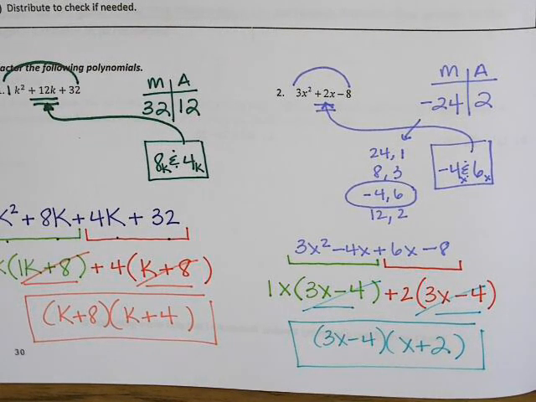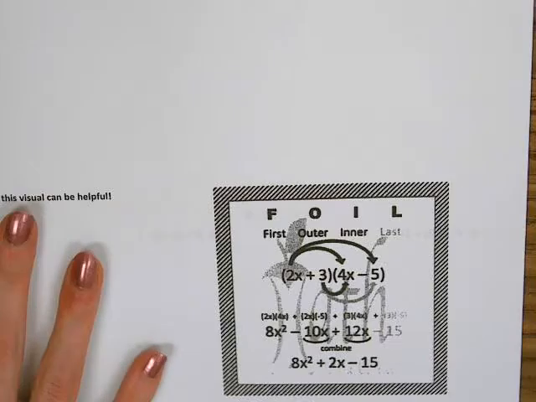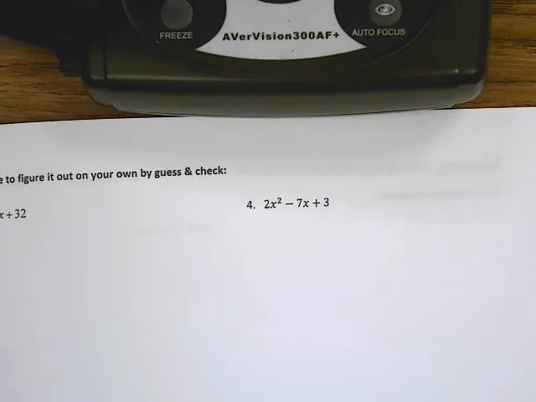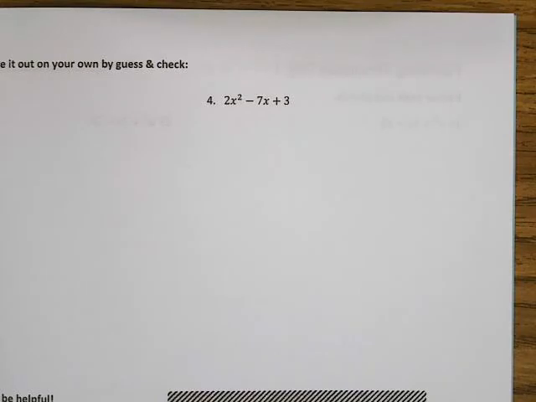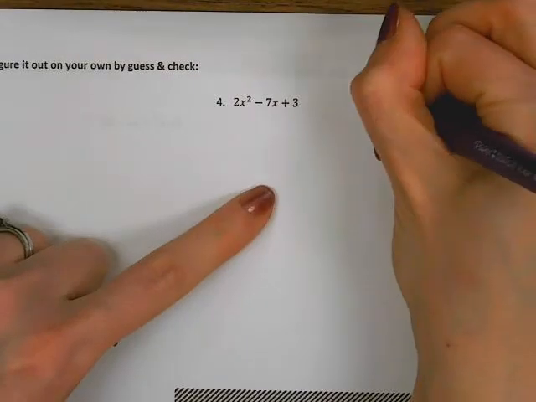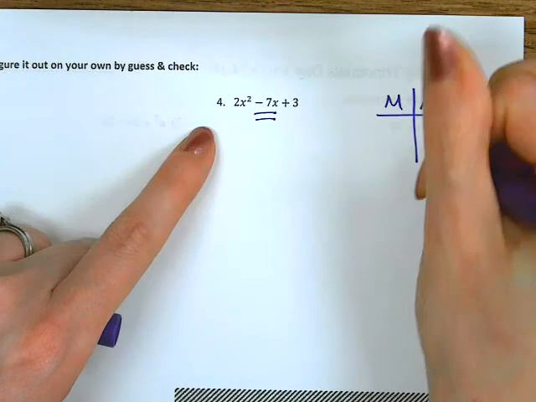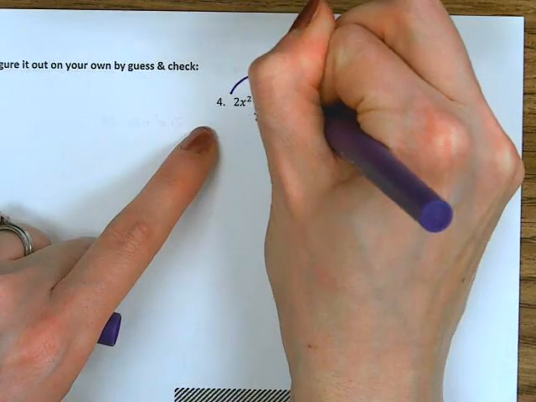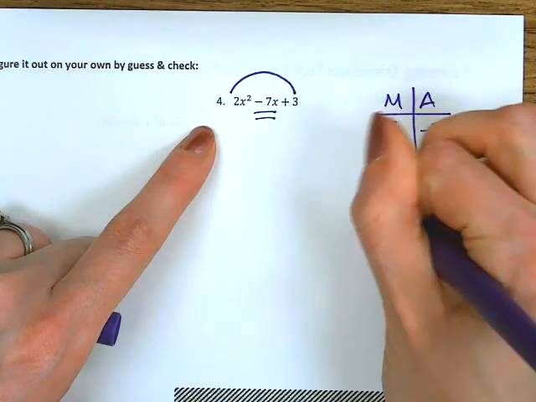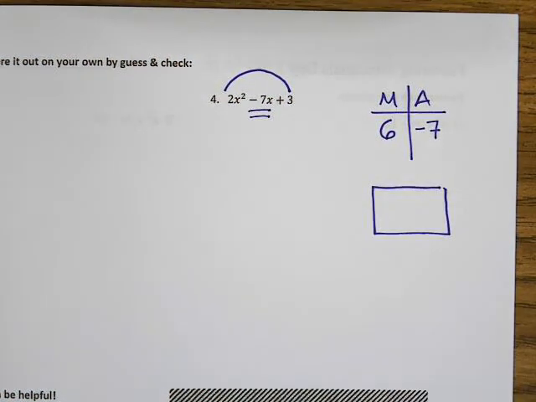Feel free to stop, but I'm going to do one more in case anybody wanted one more. I'm going to do number 4 here. Here we go. Last one if you need it. Start by making an MA table. We need 2 numbers that add to the middle, -7, but multiply to 2 times 3, which is 6. Can you guys find 2 numbers that multiply to 6 but add to -7?